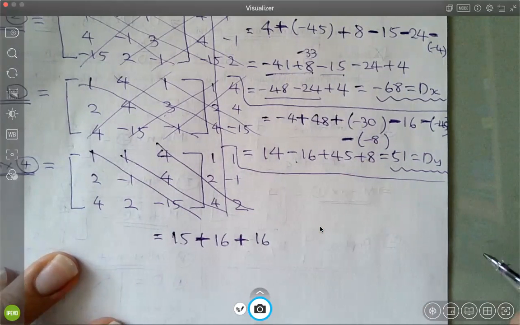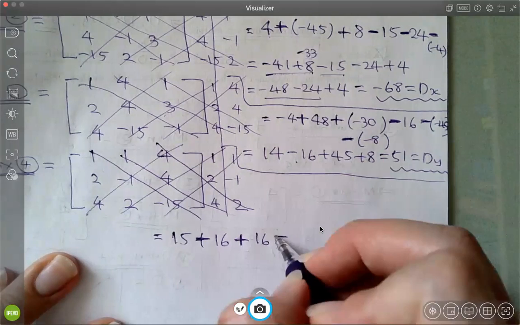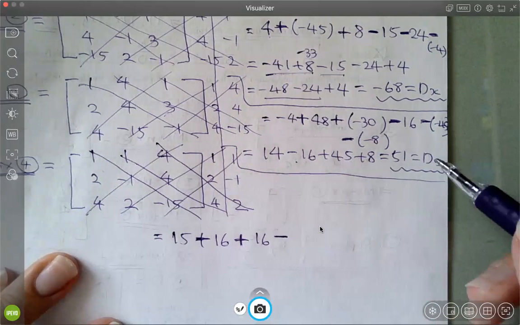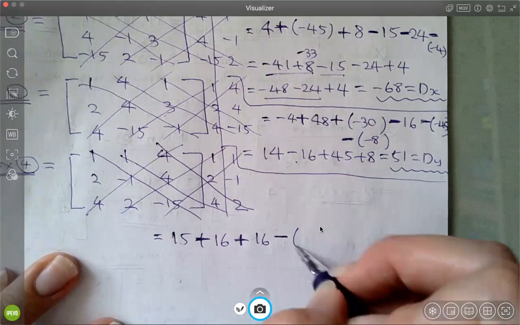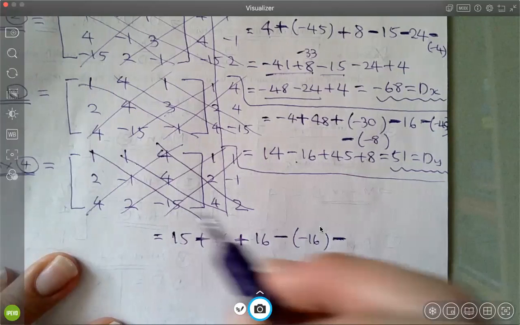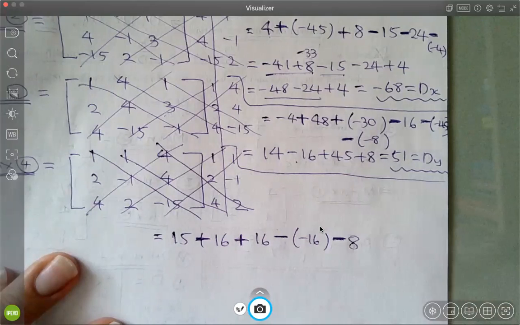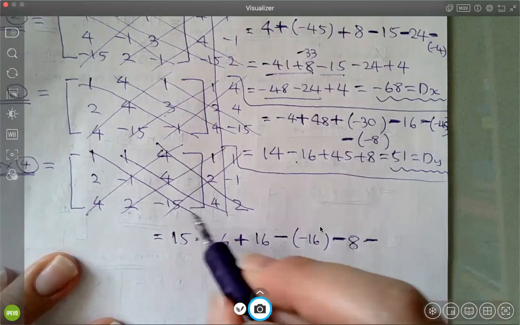Okay, and then go this way. So minus 4, negative 1, 4. So that's negative 16. So it's negative 16 here. And then minus 2, 4, 1. So that's 8. And then minus negative 15, 2, 1. So that's negative 30, right?